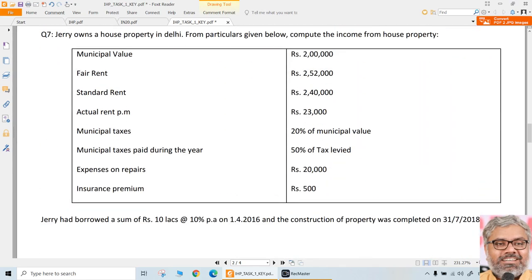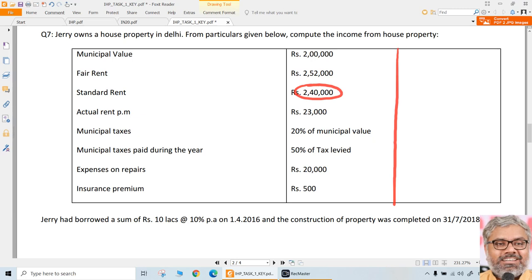Then question number 7. Jerry owns a house property in Delhi and from the following particulars compute his income from house property. Municipal value 2 lakhs, fair rent 2,52,000. Naturally, whichever is higher has to be taken. That will be compared with standard rent, whichever is lower has to be taken between those two. So the expected rent itself is 2,40,000. Actual rent per month is 23,000 rupees. Actual rent. And no other things are given like vacancy and all.